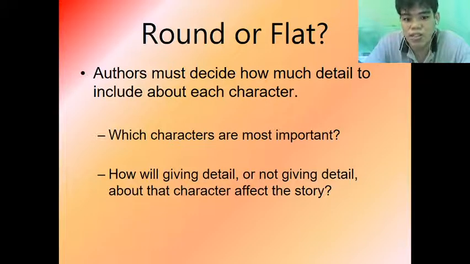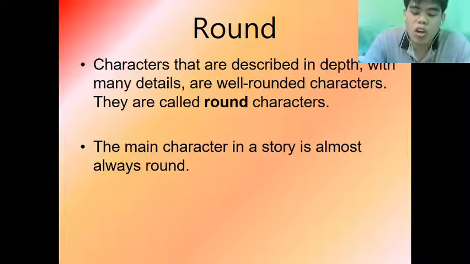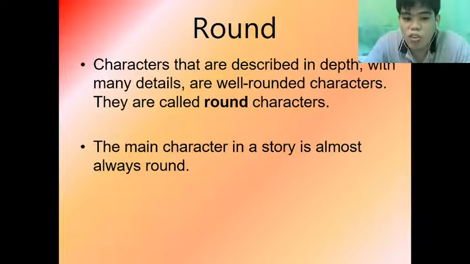affect the story? When we say a character is a round character, it's described thoroughly, in depth, with many details. As well-rounded characters, they are called round characters. If the details are very vivid, to the point that you can imagine the looks, the shape, the smell, or the sound of a character, then it is a round character. The main character in a story is almost always going to be a round character.